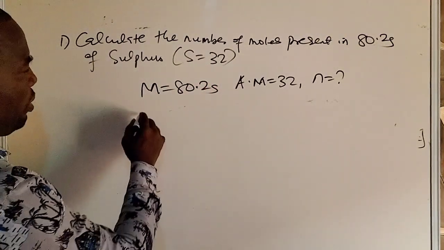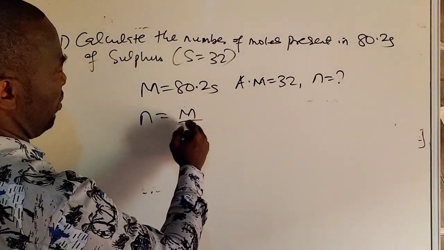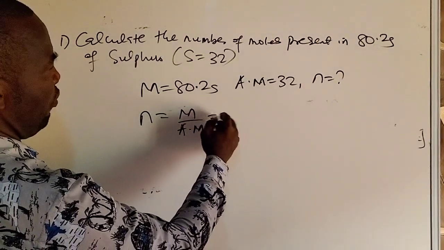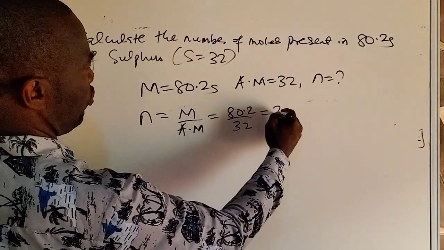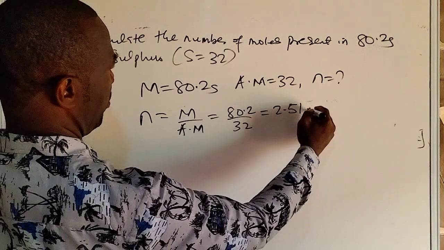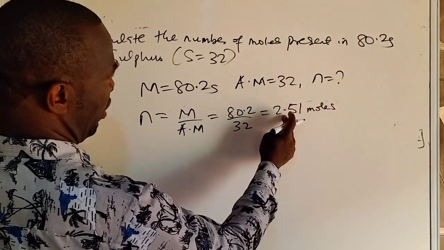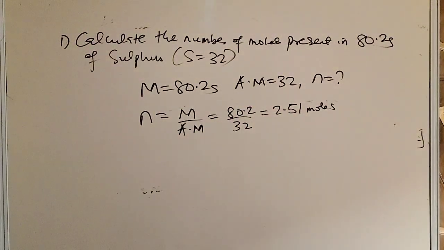So number of moles here is given by mass over atomic mass. So we now have 80.2 over 32. That gives 2.51 moles, because the value is more than one whole number. 2.51 moles of sulfur. So we've looked at it in a jiffy. We'll go to the next question.